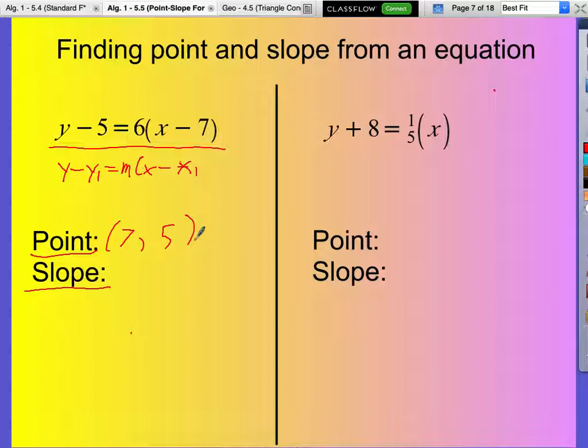And what's the slope of this line? 6. We know that's because it's outside the parentheses, being multiplied with the x. Questions on that? Okay. I know I'm kind of speeding through this a little bit fast.